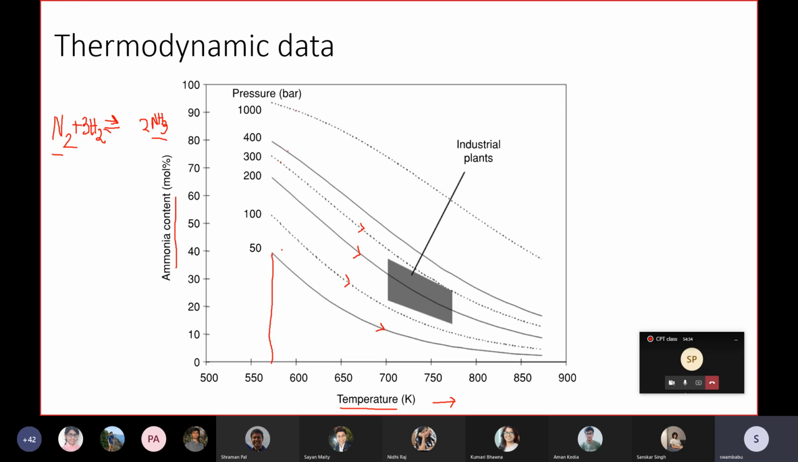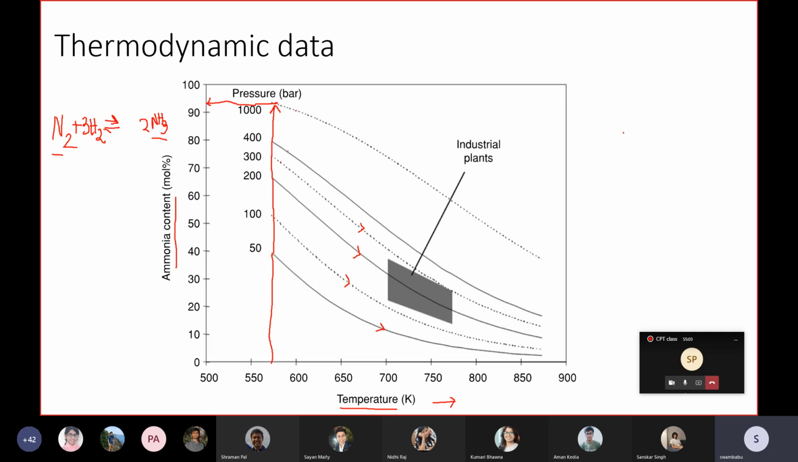But one important thing we are observing: as the pressure increases, the ammonia content is increasing. That means the conversion is increasing. The conversion value is 92 to 93% at 1000 bar pressure.